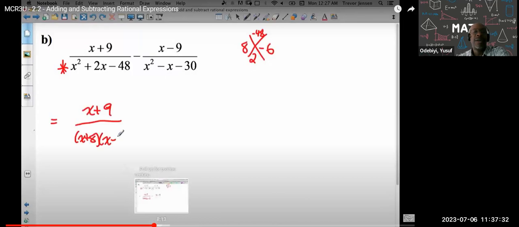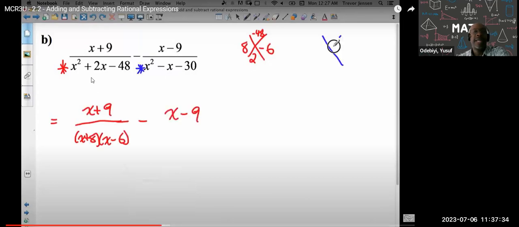So let me fast forward. There you go. For this one, it was 8 and -6. And this one was, yeah, -6 and 5. Okay, so now you need to have a common denominator. That means you're going to multiply this whole thing here by this denominator, and then multiply this whole thing here by this denominator.